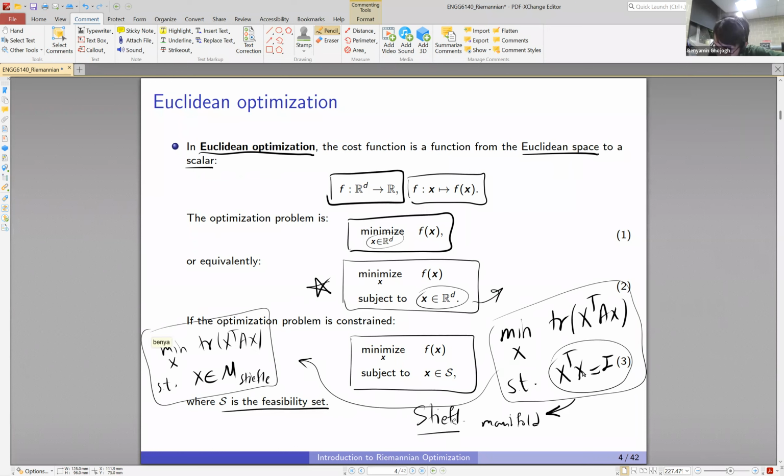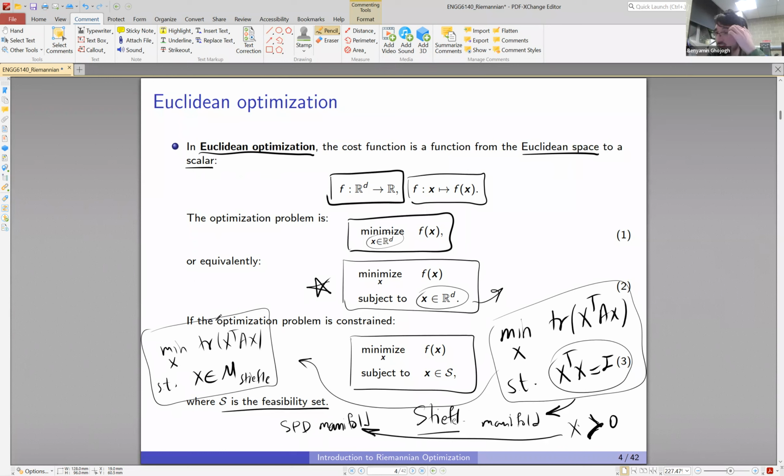Consider another constraint: X should be a positive definite matrix. It means that I want its eigenvalues to be positive, neither negative nor 0. Then this is actually the SPD manifold, the symmetric positive definite manifold. So I can write it: minimize the trace of x transpose A x subject to x belonging to the SPD manifold.